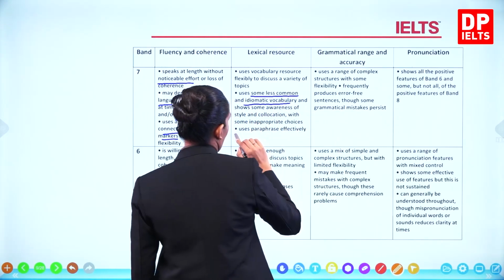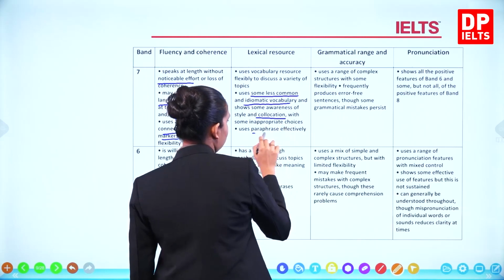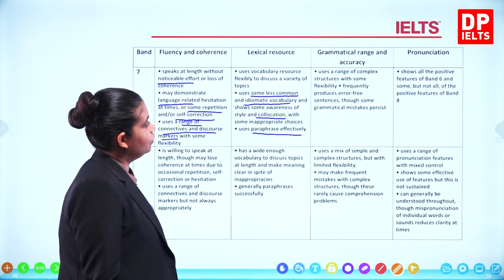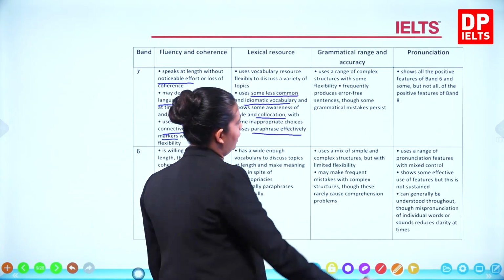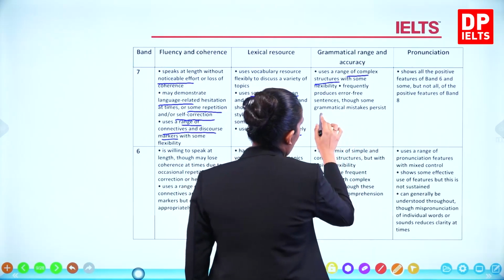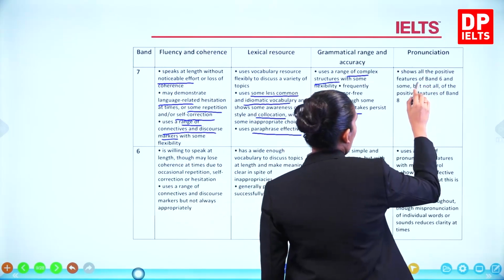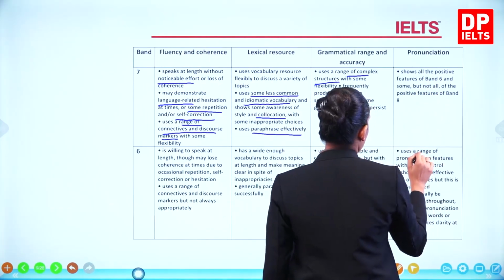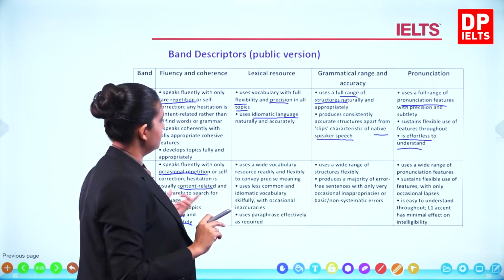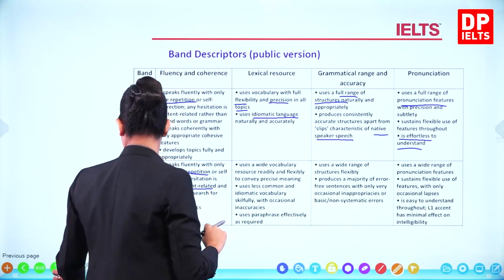So lexical resource on the other hand would be vocabulary, and there you use some less common and idiomatic vocabulary. You do know collocations, right? You do use paraphrase techniques effectively. Grammar on the other hand, you have a range of complex sentence structures, right? There might be some grammatical mistakes though. Pronunciation, you show all positive features of 6 and some of 8. Not all, but some of 8. Okay?